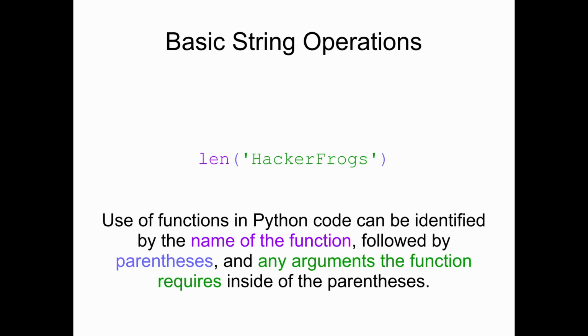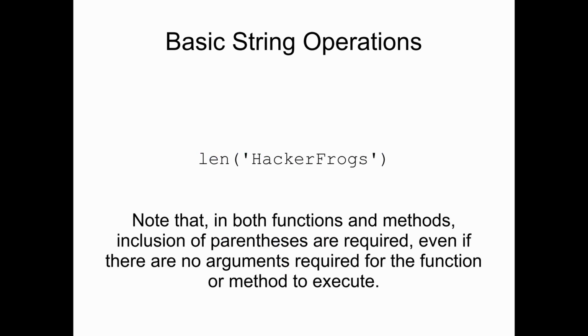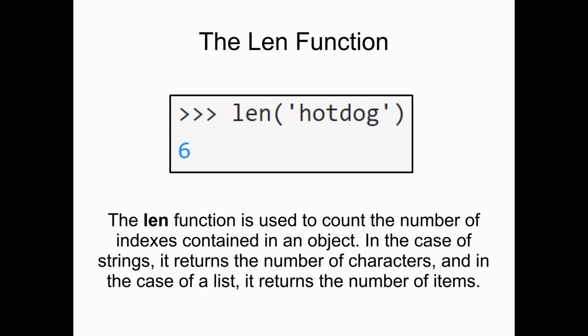Use of functions in Python code can be identified by the name of the function, followed by parentheses, and any arguments the function requires inside of the parentheses. Note that, in both functions and methods, inclusion of parentheses are required, even if there are no arguments required for the function or method to execute. The Len function is used to count the number of indexes contained in an object.